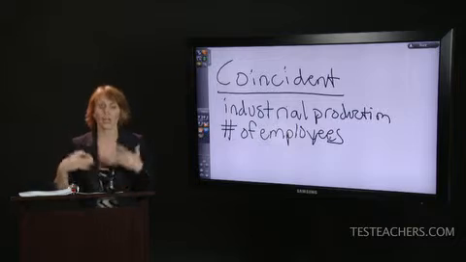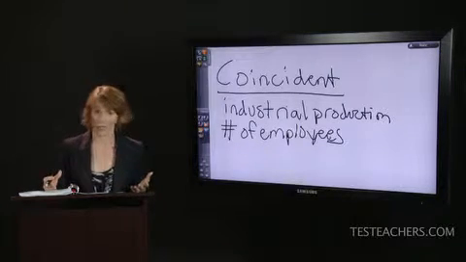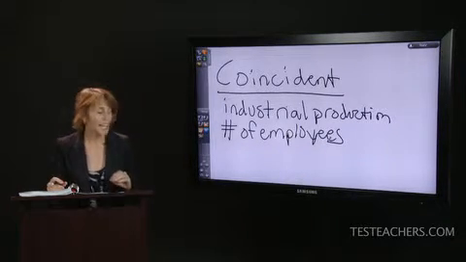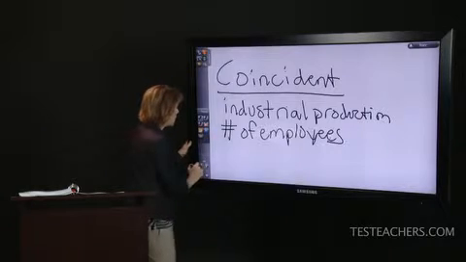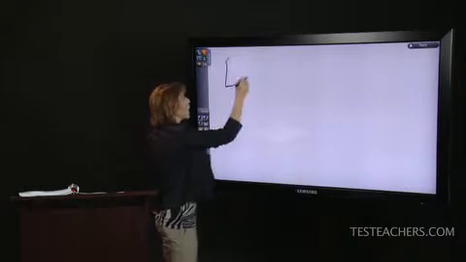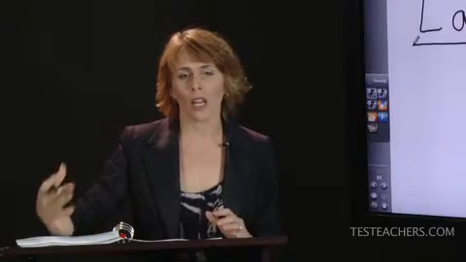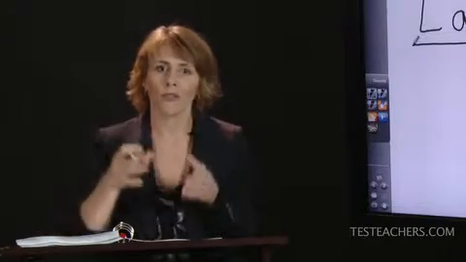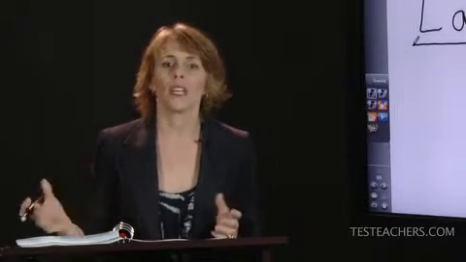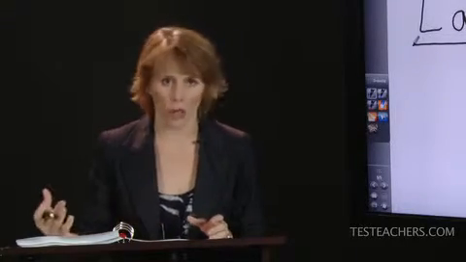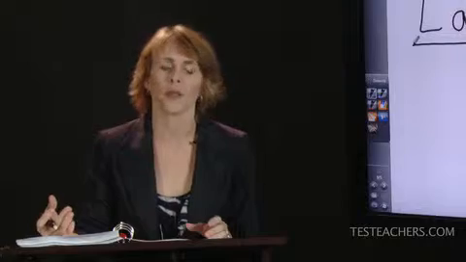Coincident. So leading, tell us where we're going. Coincident, tell us where we are. Lagging. Lagging indicators are ones that are going to take a while to change. So these are indicators that we might have moved into the next economic phase of the business cycle, but these don't change until after we're already in the next phase.